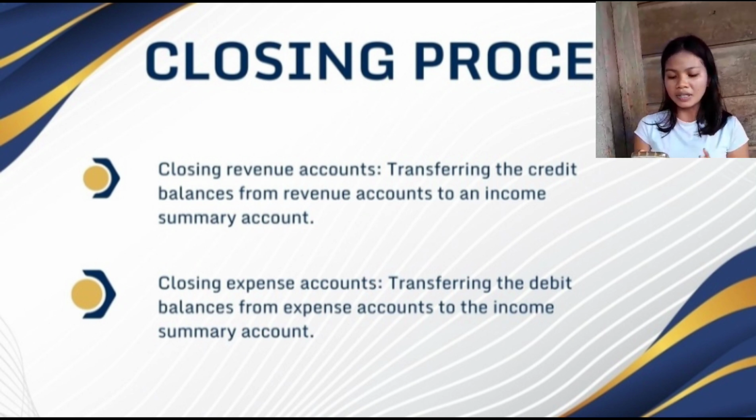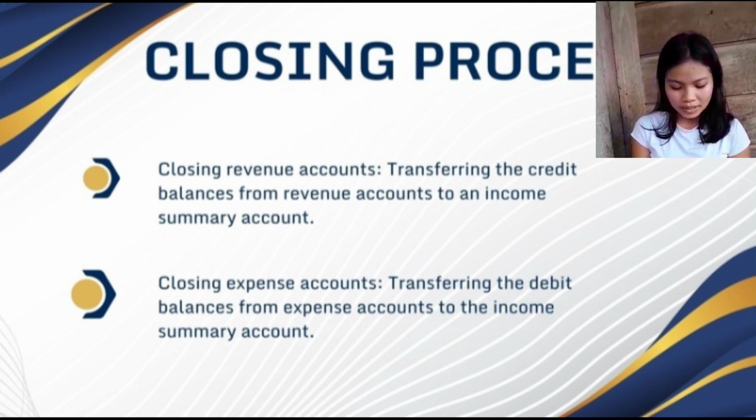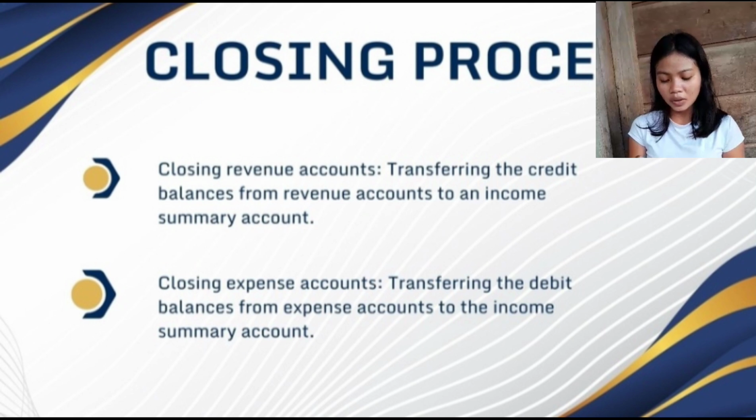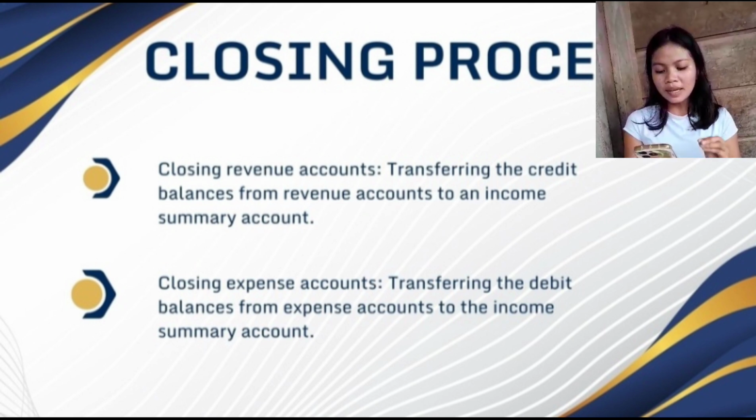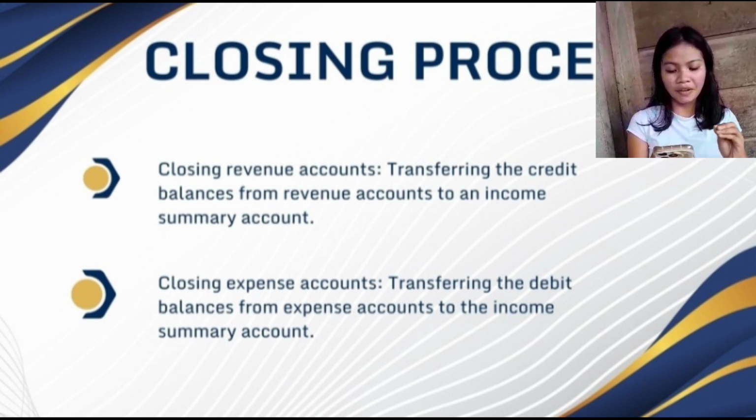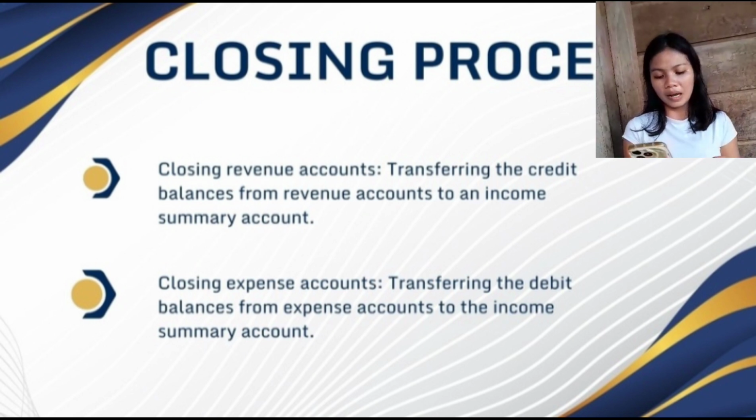In March, Anna had these expenses. Rent expense is 1,000. Ingredients expense is 2,000. So, the total expense is 3,000. Kanang tanan is debit na siya. So, close the expense account. You transfer the 3,000 from the expense account to the income summary account.